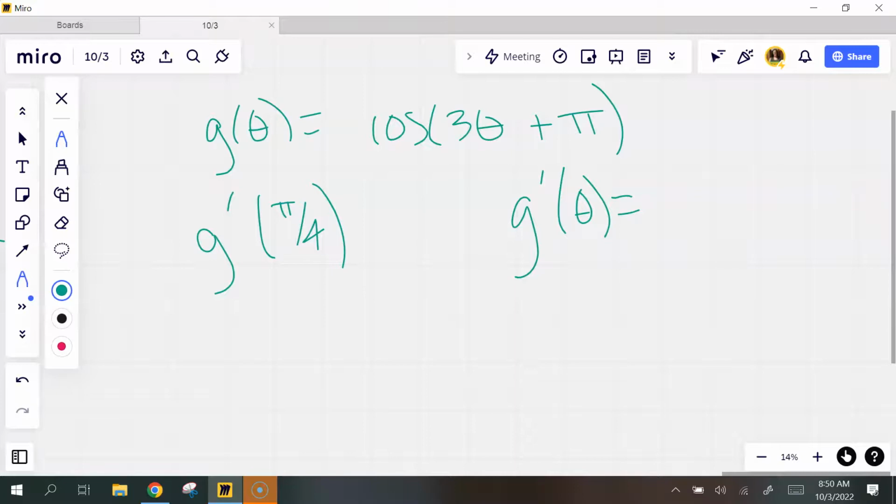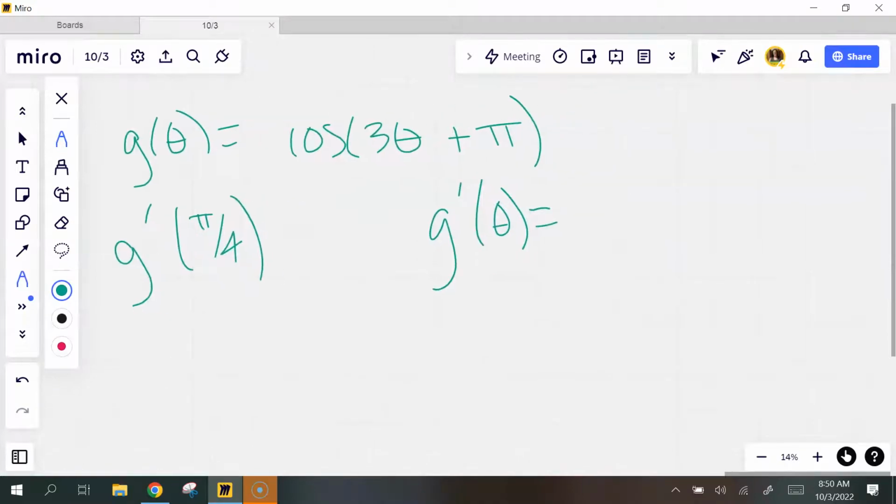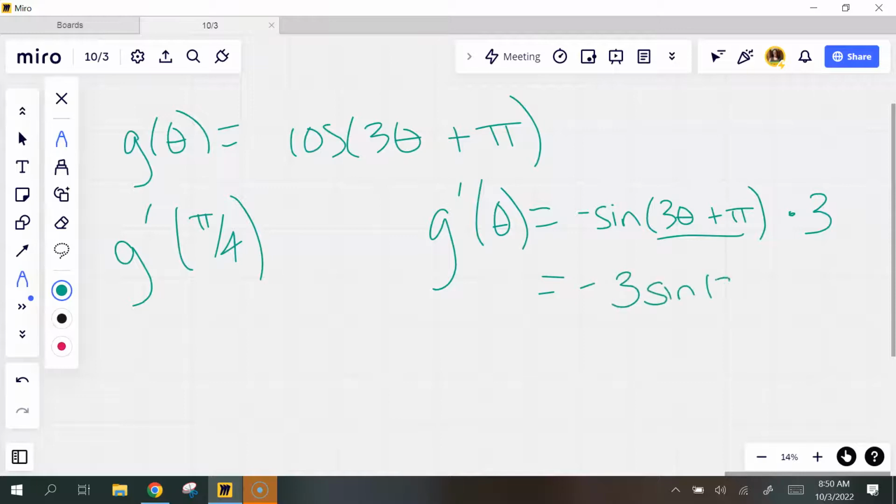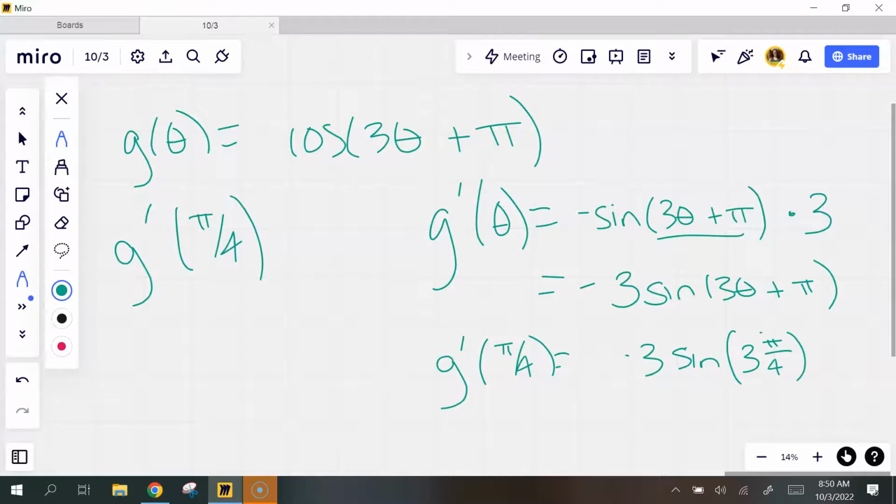I'm so sorry. Alright, I'm going to do the derivative of cosine, which is negative sine of 3 theta plus pi. And now I'm going to chain it. Derivative of 3 theta plus pi is just 3. Theta is just your variable there, just like an x. So I really have negative 3 sine of 3 theta plus pi, and I want the derivative at pi over 4. So negative 3 times the sine of 3. I'm going to plug pi over 4 in for theta.